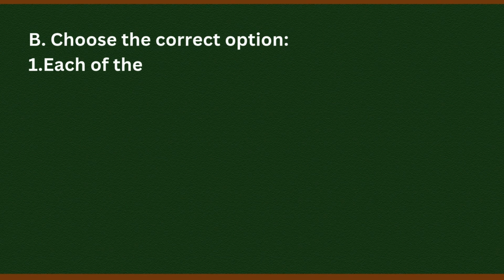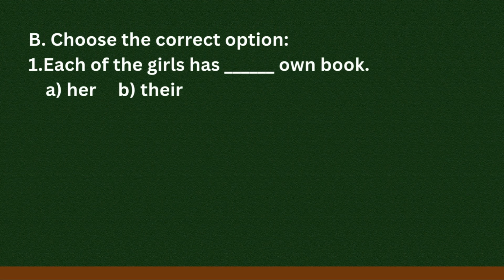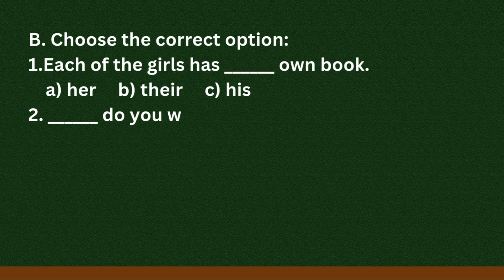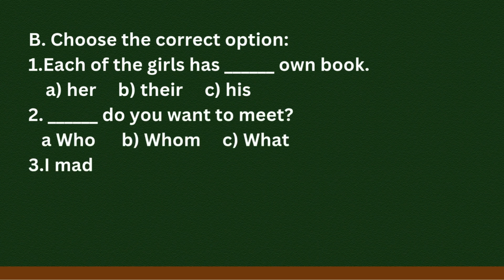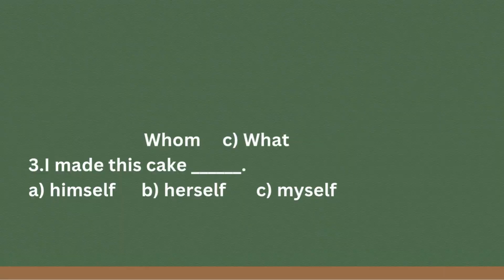B. Choose the correct option. Each of the girls has her own book. A. Her. Whom do you want to meet? B. Whom. I made this cake myself. C. Myself. Answers: A. Her. B. Whom. C. Myself.